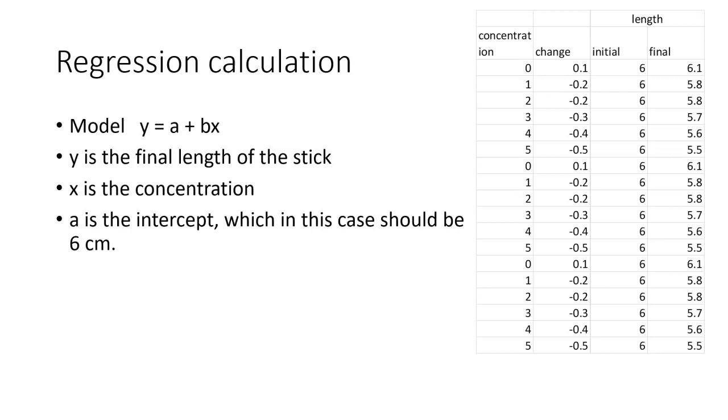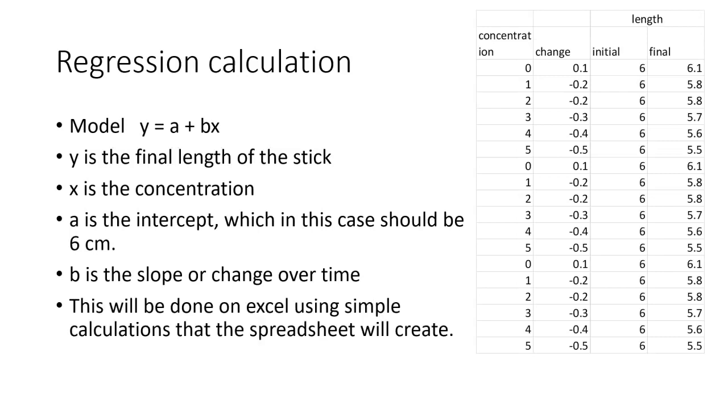Sometimes when we make this calculation, we don't come out exactly with 6. We may come out with some variation. We could force the line to go through 6, or we can actually check and see where it is to see how good it actually came out. B is the slope or change due to the concentration. This will be done using simple calculations that the spreadsheet will create.